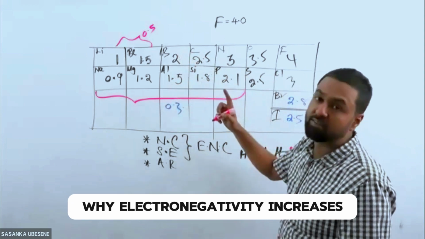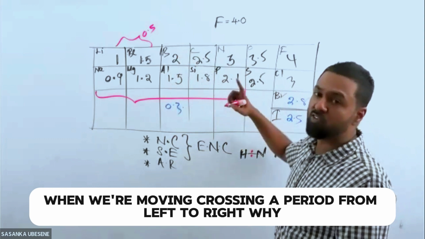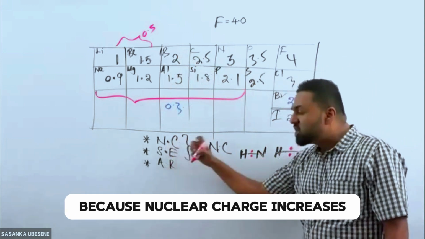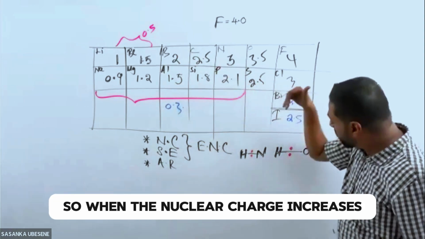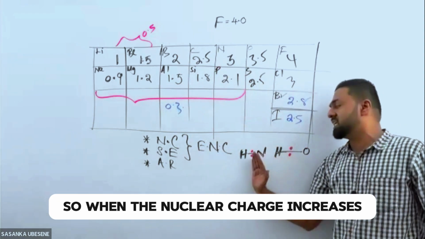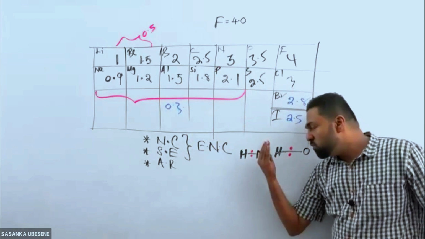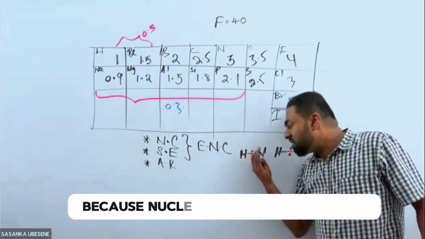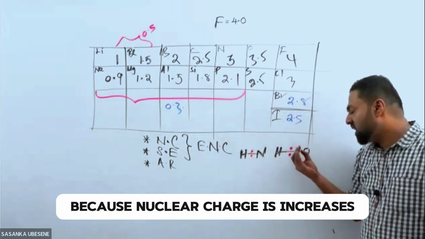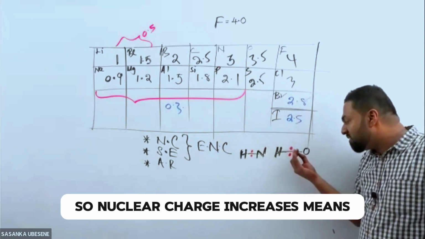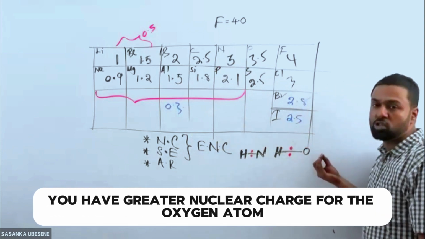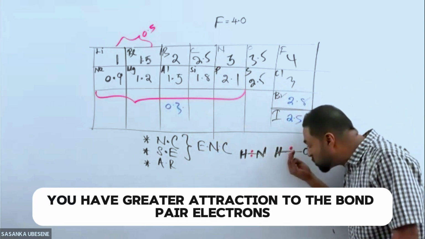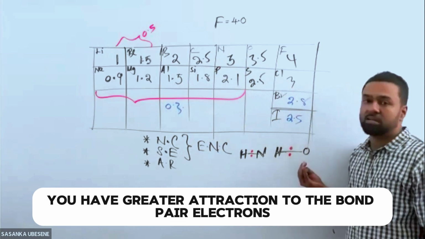Why does electronegativity increase when moving across a period from left to right? Because nuclear charge increases. When the nuclear charge increases, you have greater attraction to the bond pair. So you have greater nuclear charge for the oxygen atom relative to nitrogen, so you have greater attraction to the bond pair electrons.